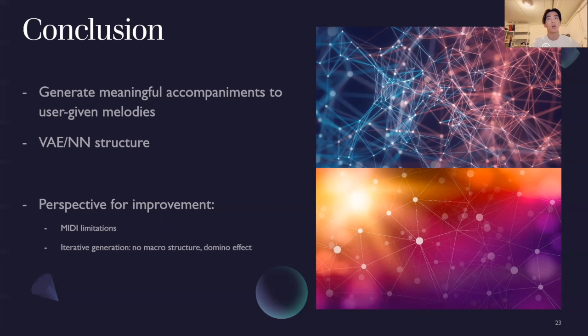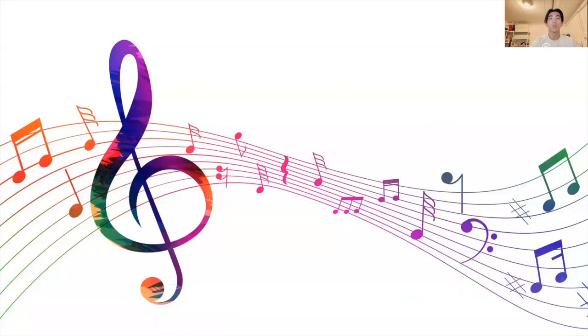Also, there's a risk of domino effect, which means that if, for example, at time step T, the generation is not good enough, then the future time steps might be altered by this and would sound quite terrible if there's no strong basis. And that's, of course, not what we want in music. And so overall, our project still turns out very successful in generating some four-instrument accompaniments to simple melodies.